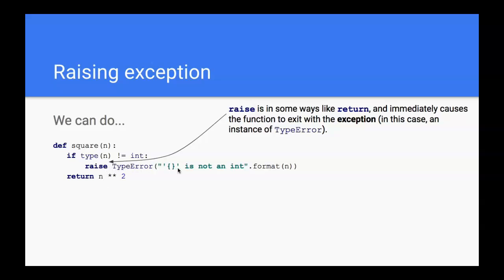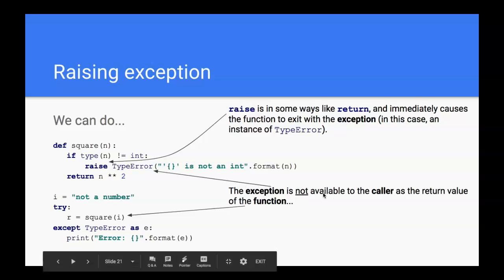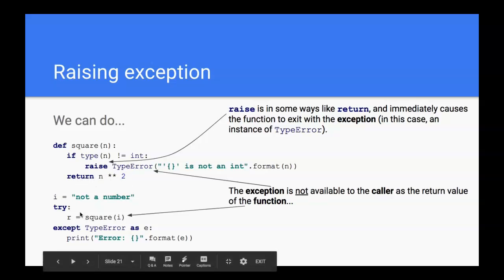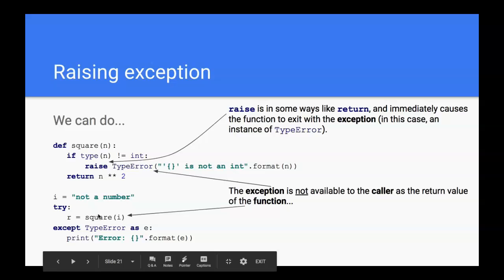It would just exit right here with the exception. Okay, now how do we capture that exception? You cannot capture that exception with an assignment like before, because that's what return does, right? Return will return a value, and that gets put into R here. But raising the exception, it's not going to be a return value of the function.